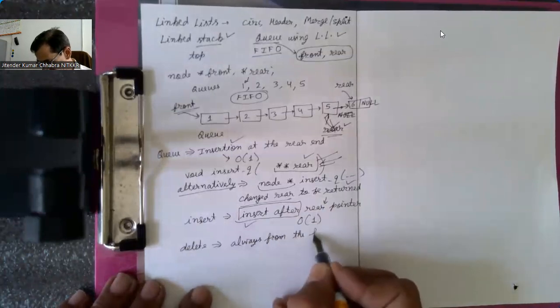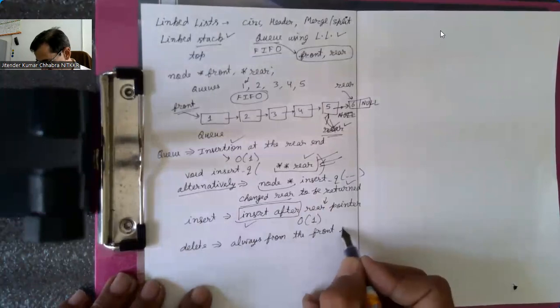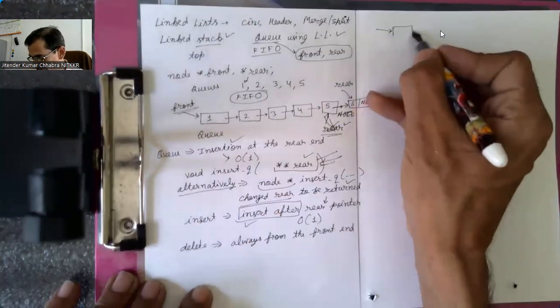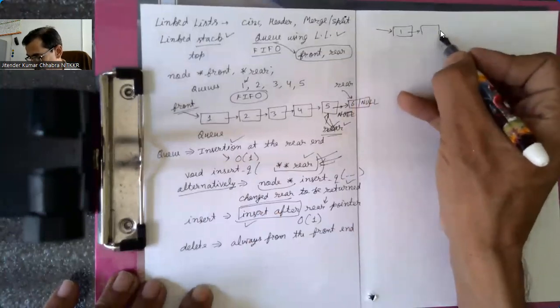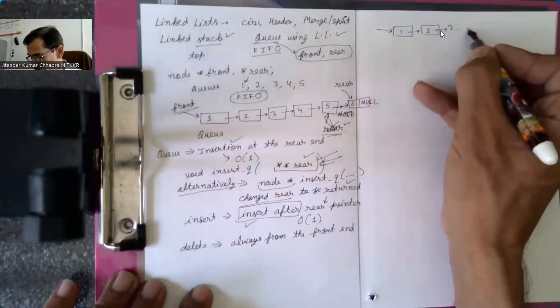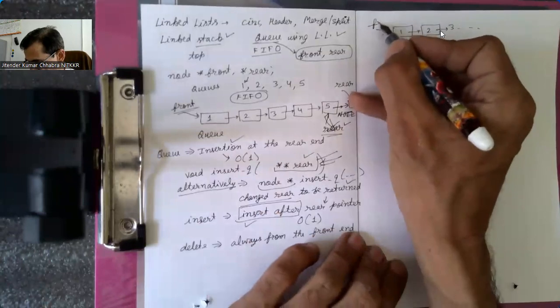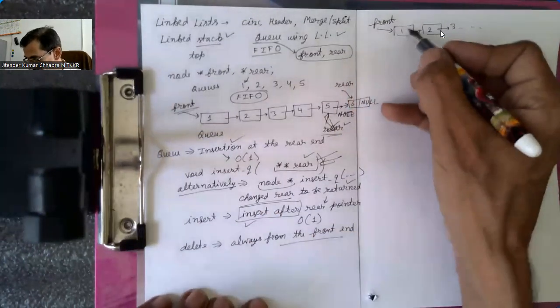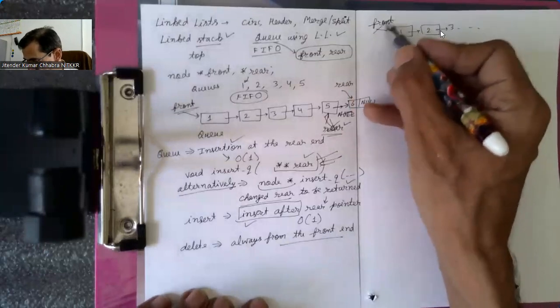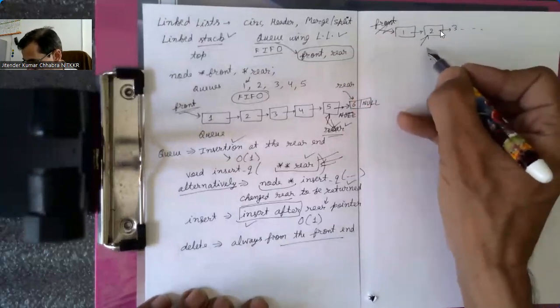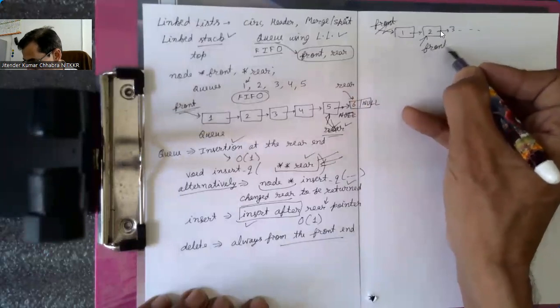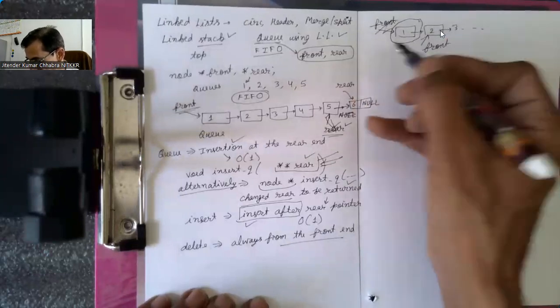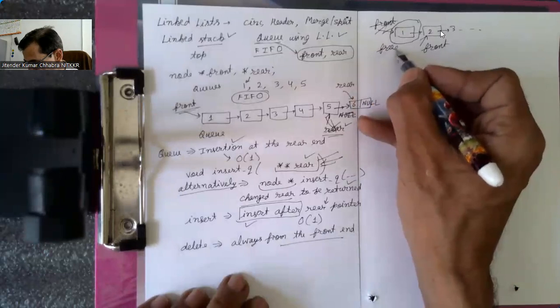So from the front end itself to be deleted. At some point of time, if my list has 1, 2, 3, and this is my front end. Deletion effectively will always mean that front will change. Front will now reach here. This node value to be returned and then node to be freed.